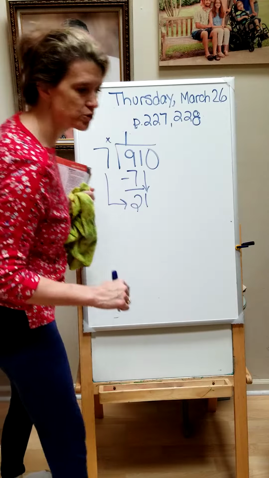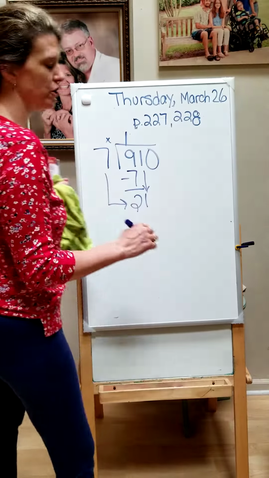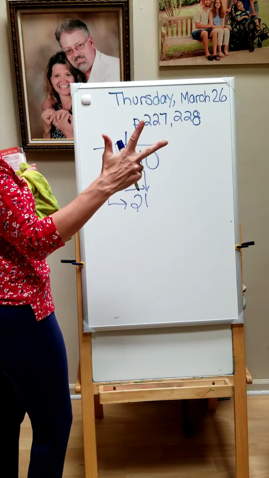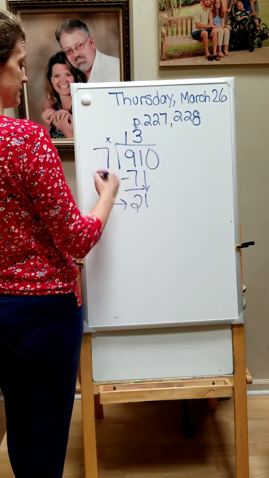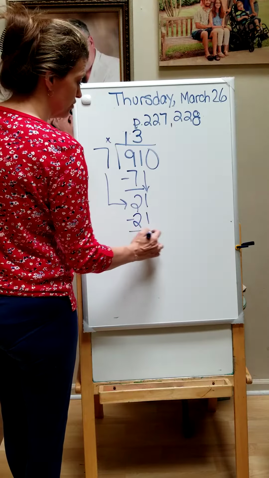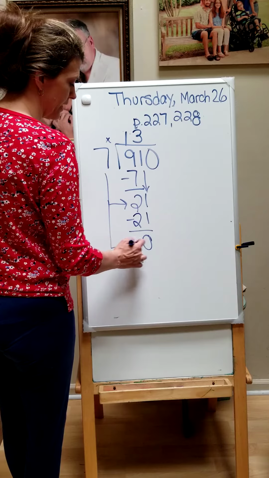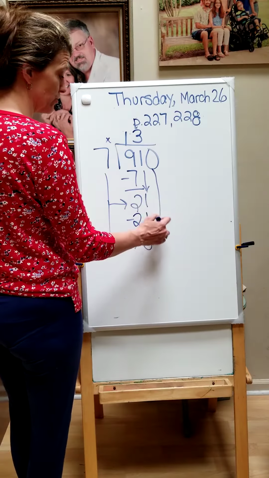7 into 21. This song is If You're Happy and You Know It. 7, 14, 21. Okay, how many fingers? 3. Put a 3 on top, multiply back down. 3 times 7 is what? 21. 21 minus 21 is 0. Compare, is it too big? No. Bring down your what?